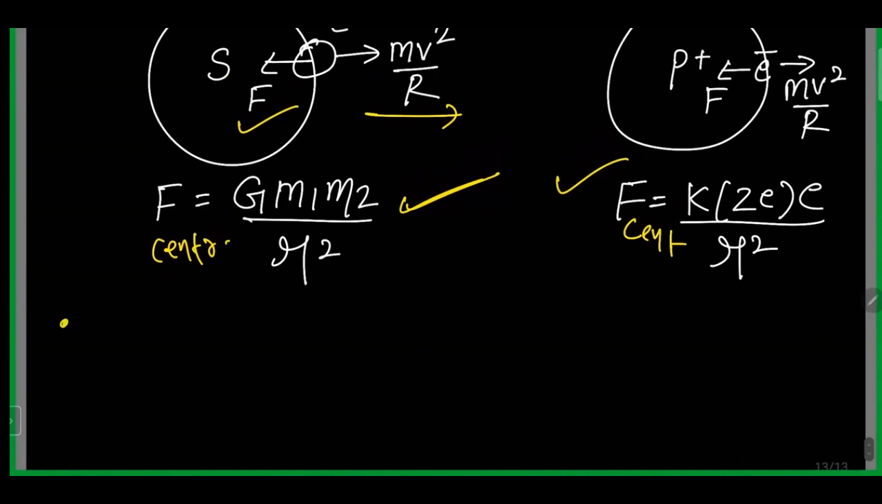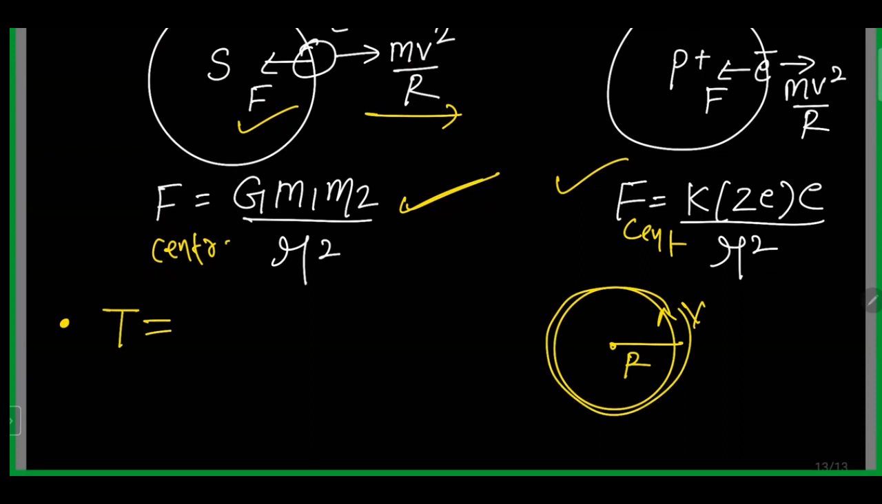In the end, I want to mention something I have already covered in lecture number 1 of kinematics. What if I ask you: I am moving in a circle, the radius is r and the speed is v. What is the time period? The time period is the total distance, which is 2 pi r, divided by the speed, which is v. So in this way you can find your time period.